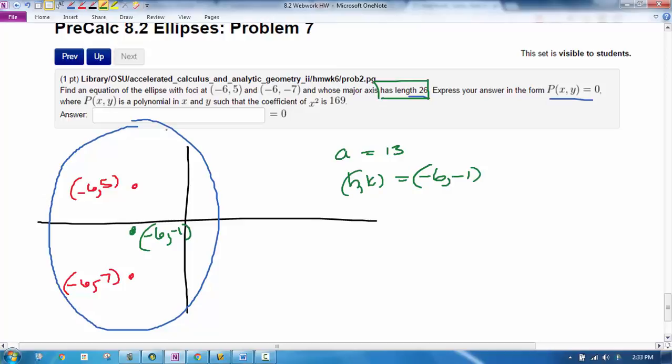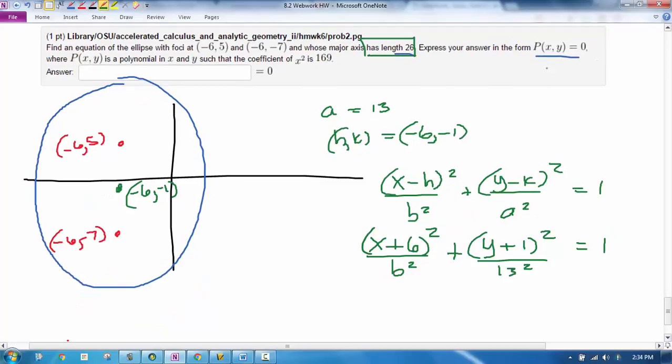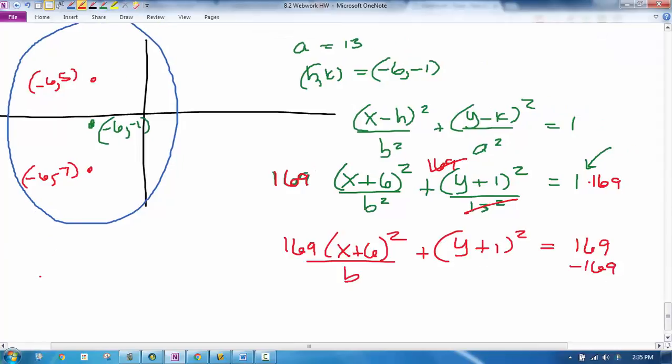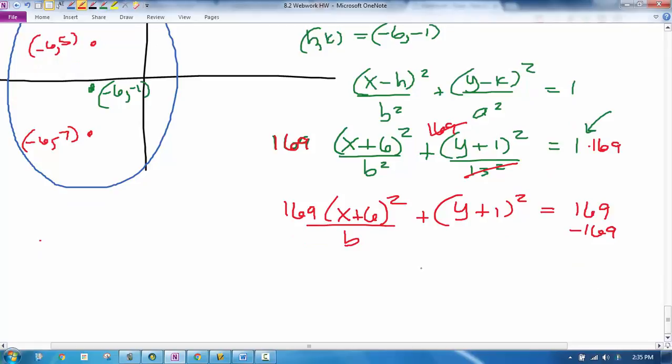I'm going to start filling this out. It's a vertical ellipse, so I'm going to write down that equation right off the formula sheet. Now I'm going to plug in h and k and a. Now they want me to rearrange this because they want it to be equal to 0, so I'm going to have to get a 0 over here. I'm probably going to have to FOIL this all out somehow. They also want a coefficient on x squared of 169. So that means I can multiply through by 169 to every term. The reason is because this is 169, 13 squared, so that'll cancel. And I'll be left with this. And now I can subtract 169 from both sides, and I end up with this.